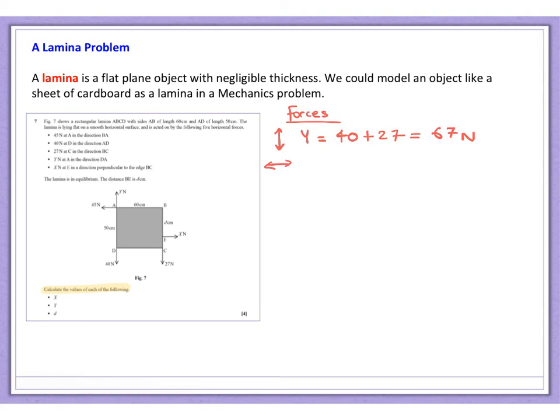What forces do we have acting horizontally? I have 45 and X balancing each other. So I've worked out X and I've worked out Y.